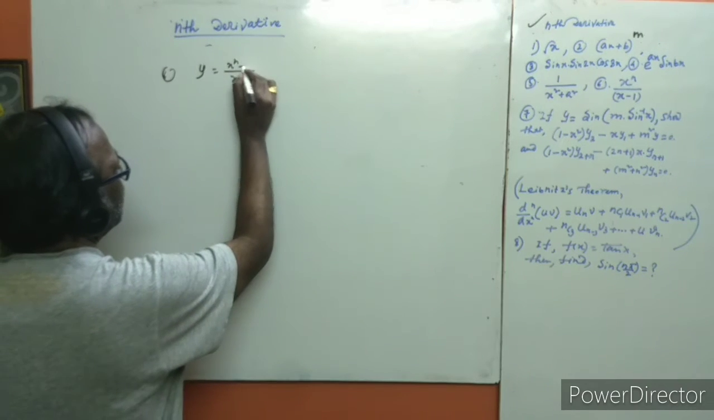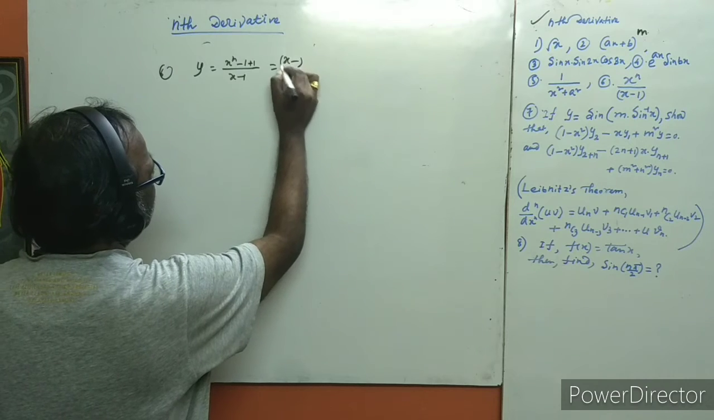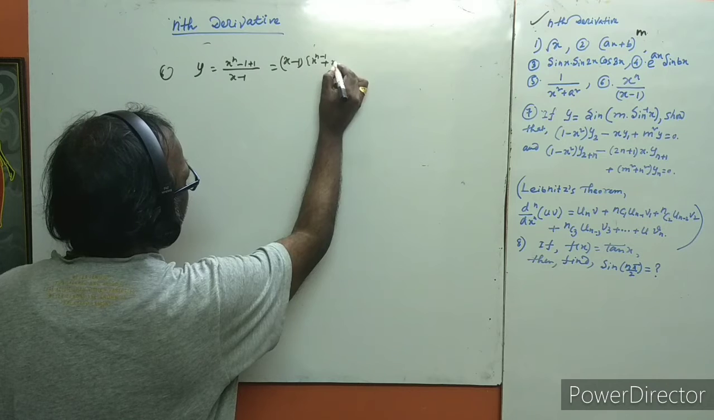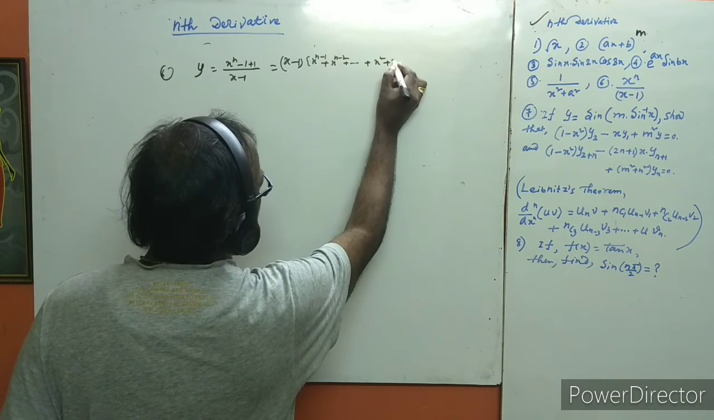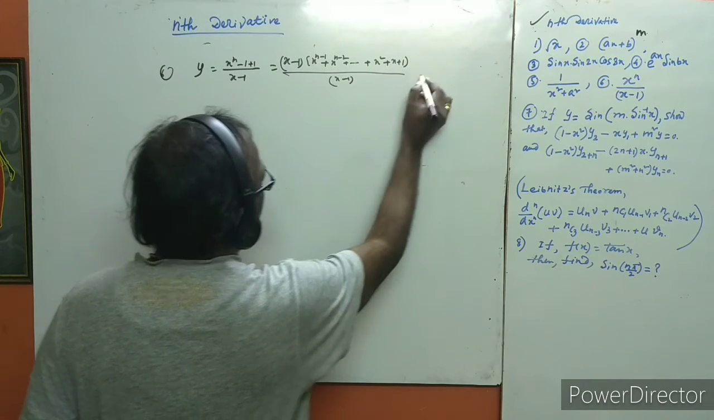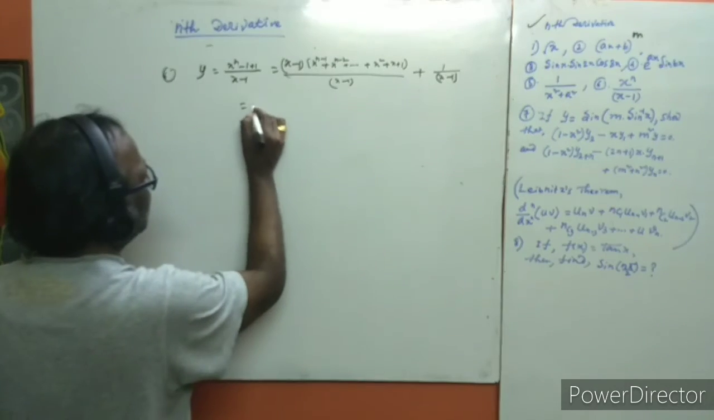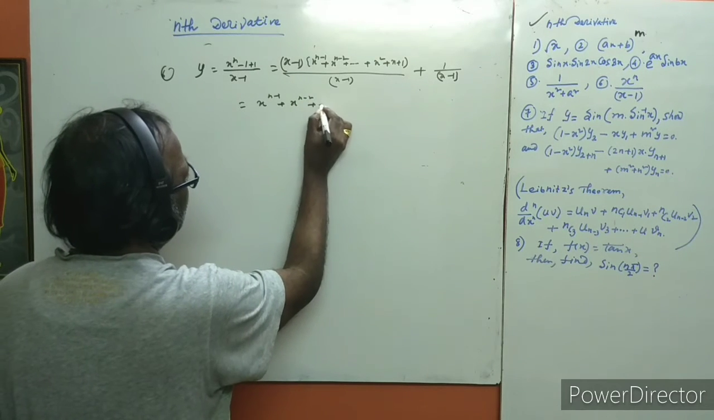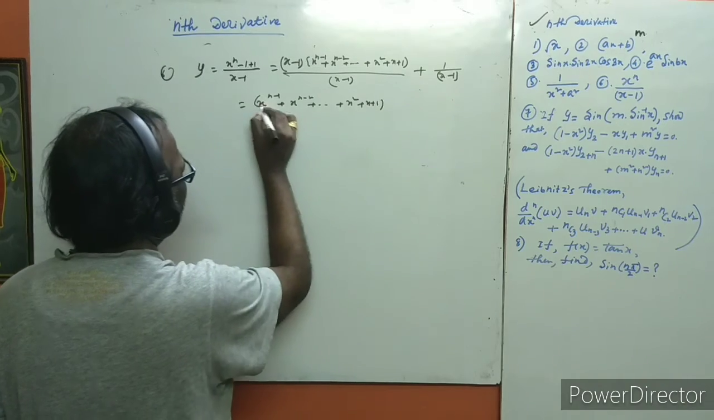So minus 1 plus 1 are balanced. Now factorize this: x minus 1 is a factor, and the other factor is x to the power n minus 1 by x minus 1, which is x to the power n minus 1 plus x to the power n minus 2 and so on, ending with x square plus x plus 1. I can repeat the question here.